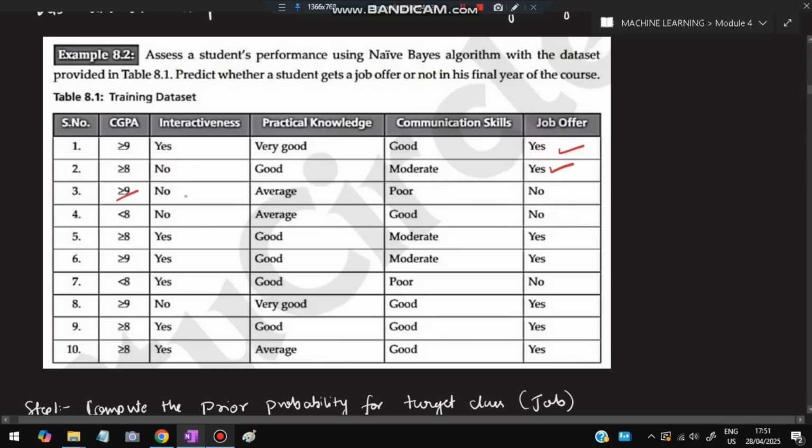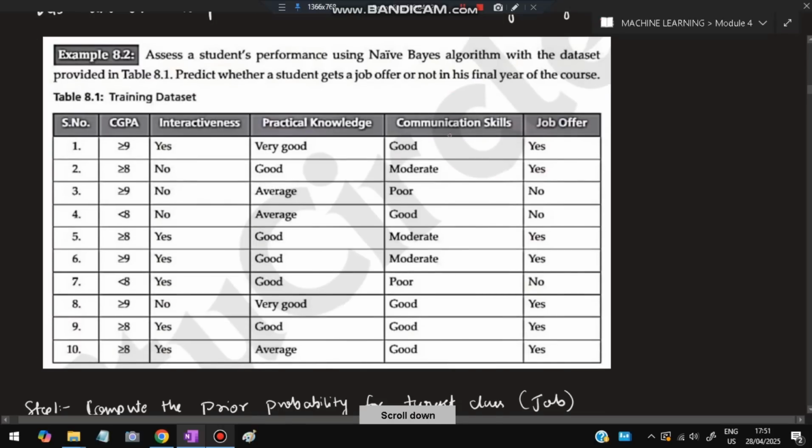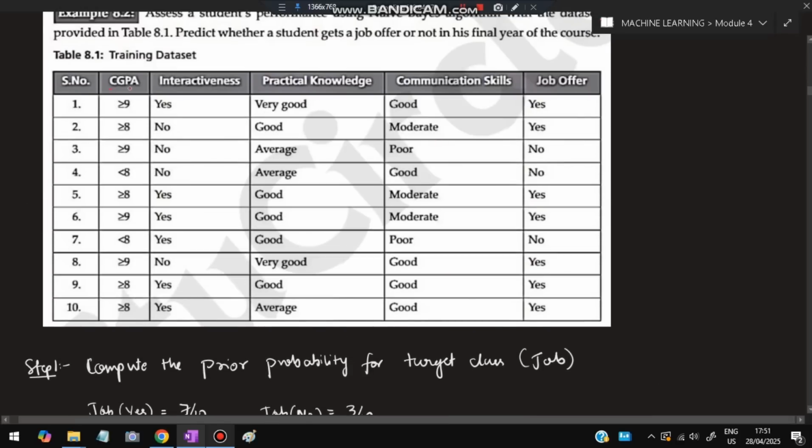If it is greater than or equal to 9 but interactiveness is not there, practical knowledge is average, communication skills is poor, then the person will not get the job. Like that, it is having the data. Now we have to use the naive Bayes algorithm to find out our test data. Test data could be like CGPA of 8, interactiveness is no, practical knowledge is very good and communication skill is moderate. If that kind of data is given, will that person most probably get a job or not get a job? That we have to find out using this data.